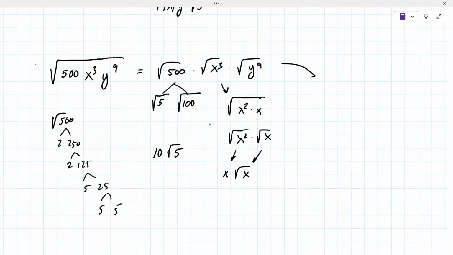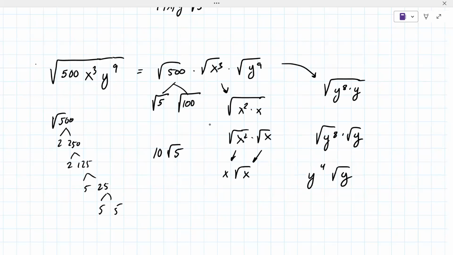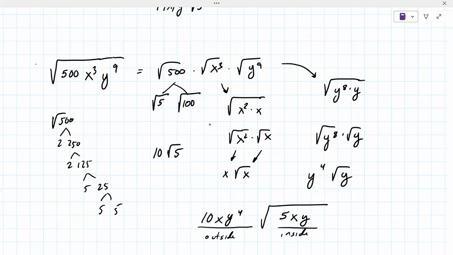And then this y to the ninth is really the square root of y to the eighth times y, which is the square root of y to the eighth times the square root of y, which is really y to the power of 4 times the square root of y. So your answers typically have stuff outside the root and then inside the root. And you gotta be able to mix it all together. So it's 10x y to the fourth, square root of 5xy.